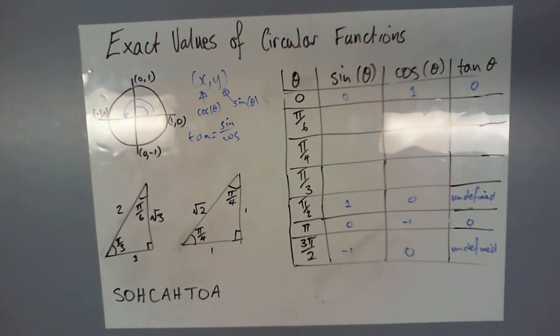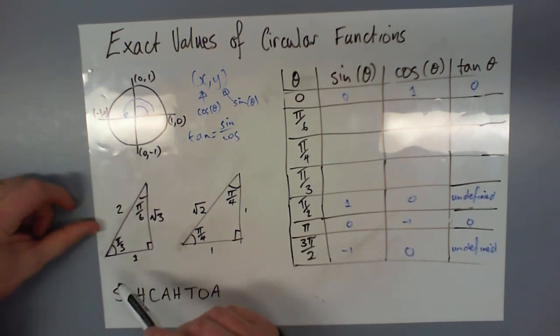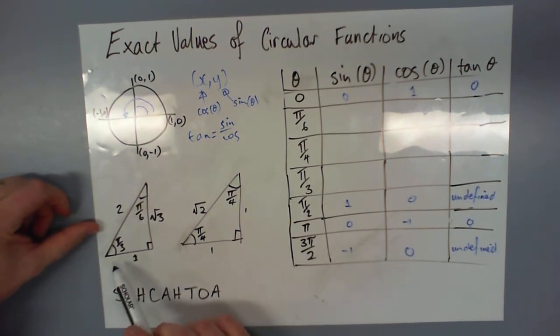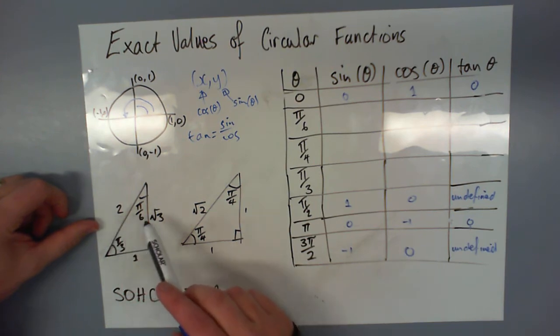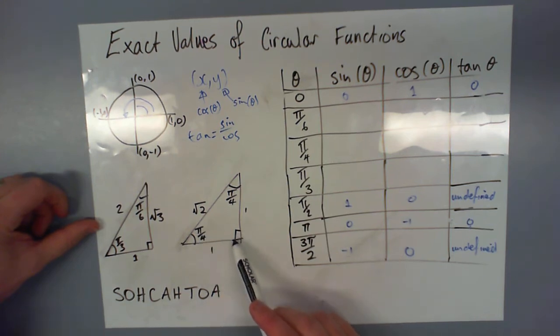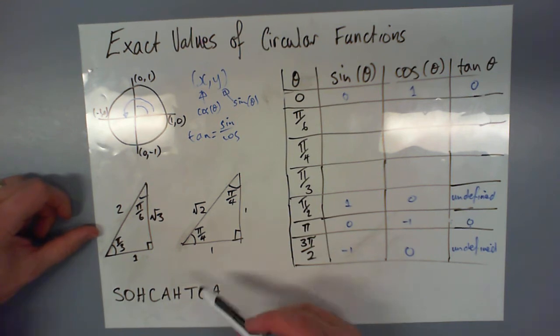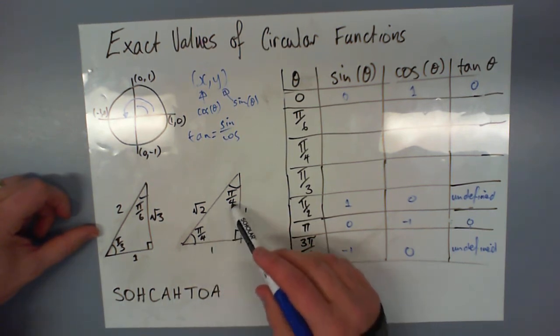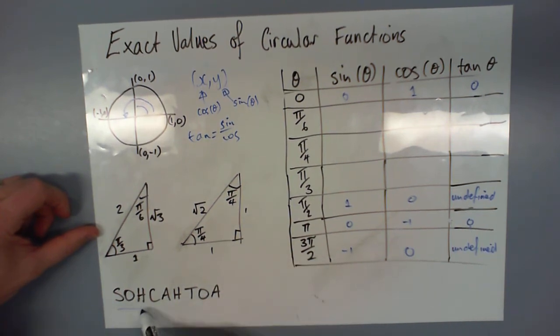The way we can work them out is using a couple of really useful triangles, which I've drawn here. In this first one, we've got a right angle triangle with an angle down here of pi on 3, an angle up here of pi on 6, and our side lengths must be 1, 2 and root 3. In our second one, we've got a right angle triangle where both of our angles are pi on 4. Remember pi on 4 is 45 degrees, so our angles must be the same, and we've got sides of 1, 1 and root 2. Now using SOHCAHTOA, we can work out the exact values for these.